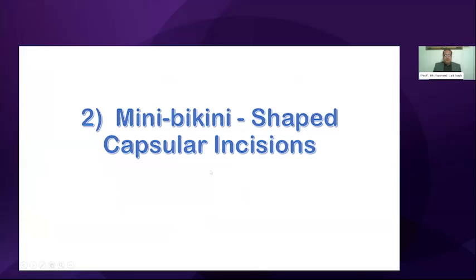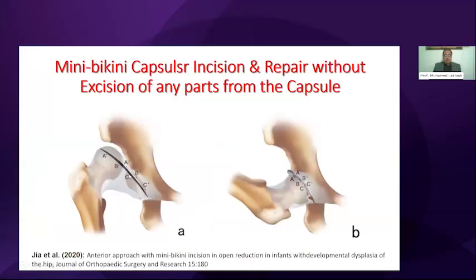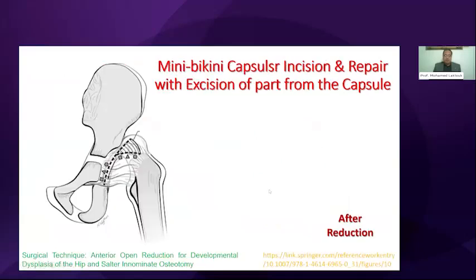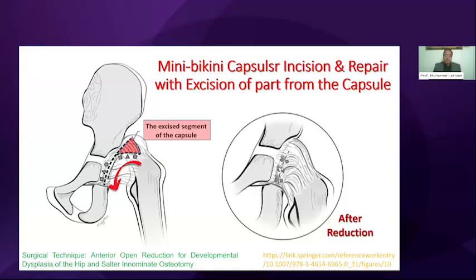Number two, mini bikini shaped capsular incision. It is a longitudinal incision in the capsule like a bikini incision, and after reduction of the hip joint, we try to put each letter with the adjoining corresponding letter to do a capsulorrhaphy. This is the same technique as the mini bikini capsular incision with the excision of part of the capsule. This part of the capsule is excised and we do medial or inferior rotation of the inferior flap to close the capsule.